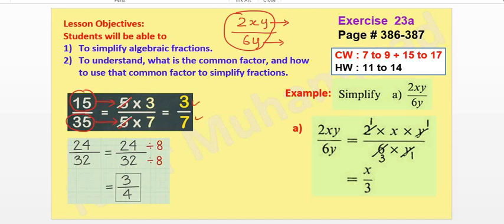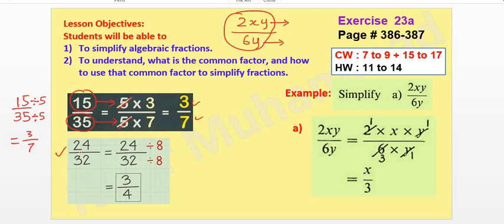The other way is you can write 15 over 35 and think about the common divisor. What is the number that can divide both 15 and 35? What is the greatest common factor, right? So the greatest common factor or the greatest common divisor is 5. So you can divide the numerator by 5 and the denominator by 5, and finally what will you get? 15 divided by 5 is 3 and 35 divided by 5 is 7. The same answer.